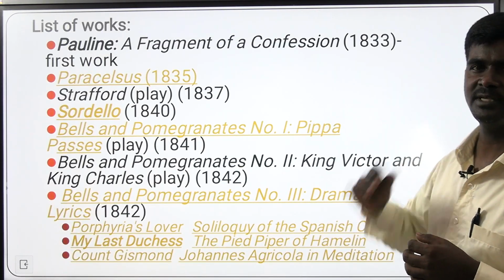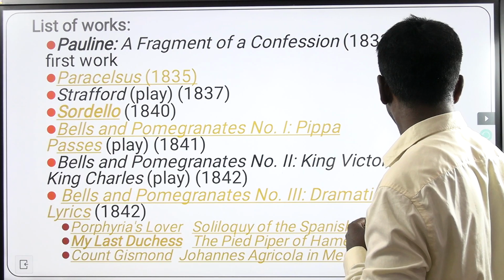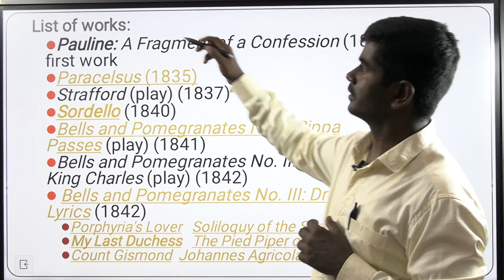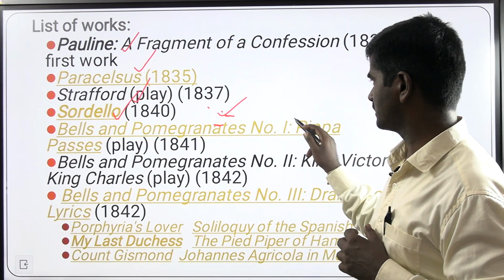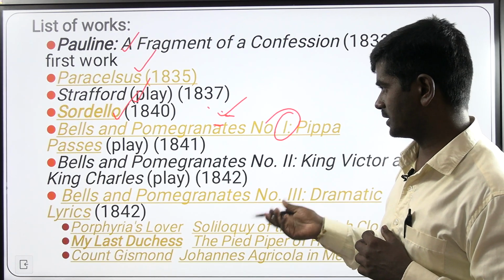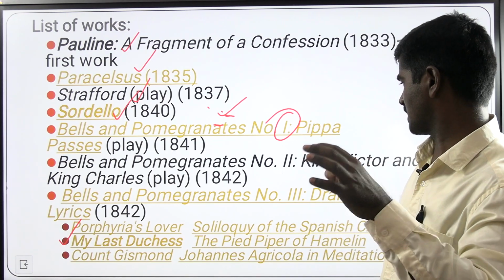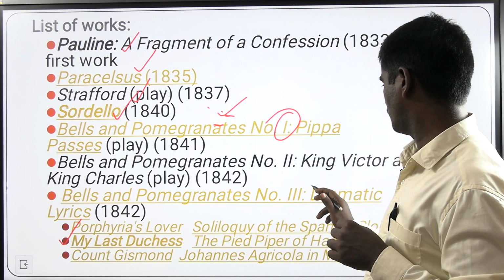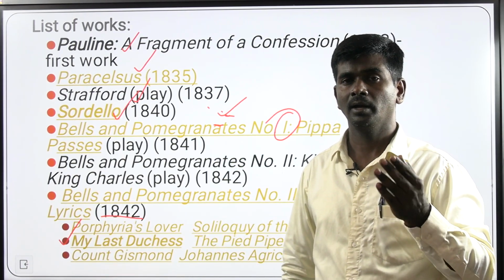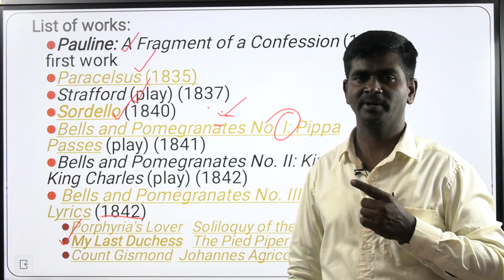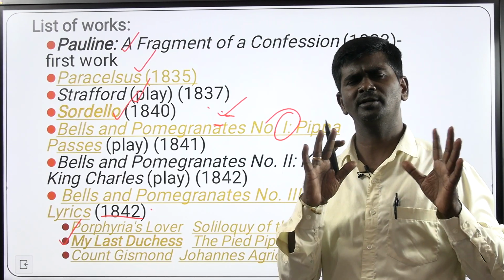Next, what are the major important works composed by Robert Browning? Pauline, Paracelsus, Strafford, Sordello, Bells and Pomegranates Volume 1. Okay, next, you need to give priority to this: My Last Duchess, which was published in dramatic lyrics in 1842. My Last Duchess is composed by Robert Browning, taken from Dramatic Lyrics, published in 1842. These 3 points you just remember.